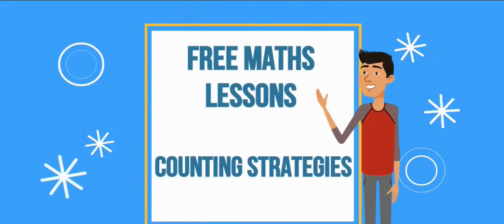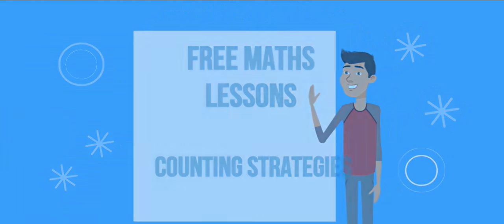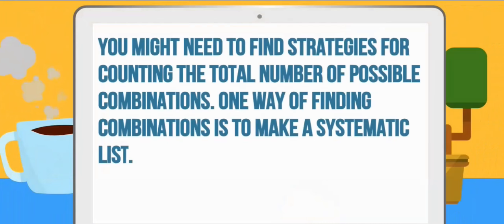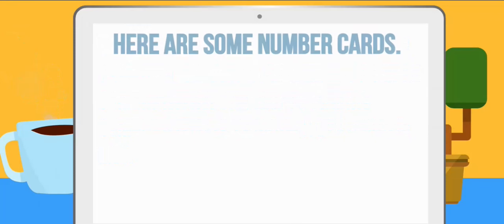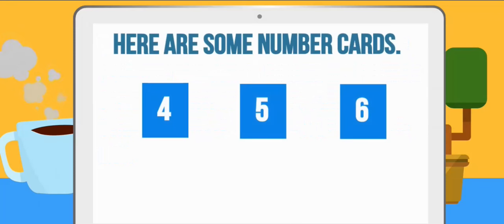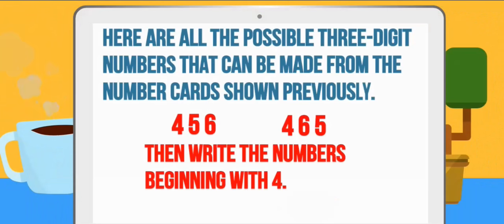Free maths lessons, counting strategies. You might need to find strategies for counting the total number of possible combinations. One way of finding combinations is to make a systematic list. Here are all the possible 3-digit numbers that can be made from the number card shown previously.